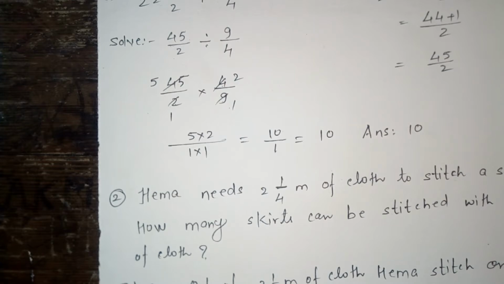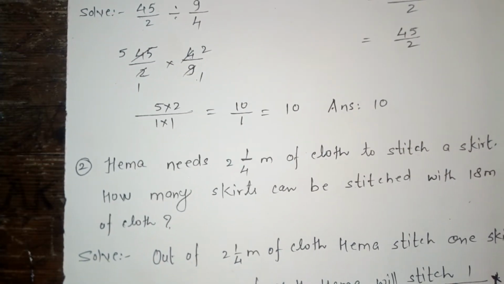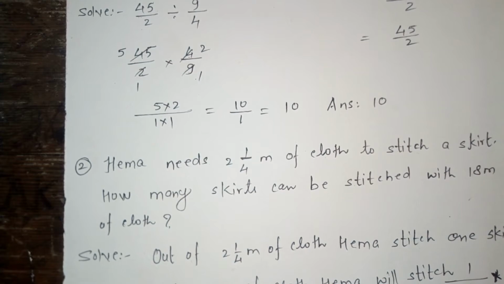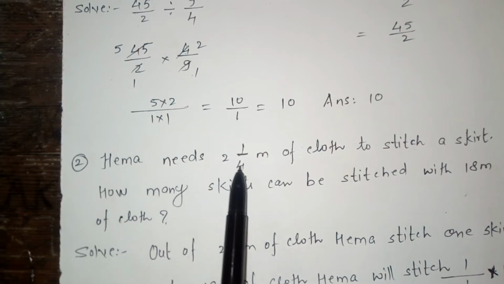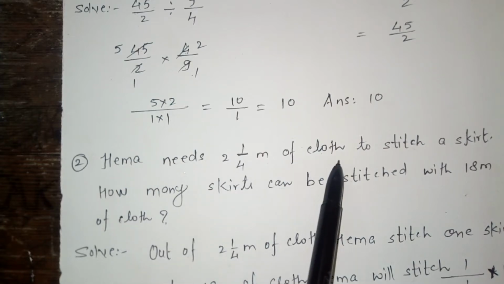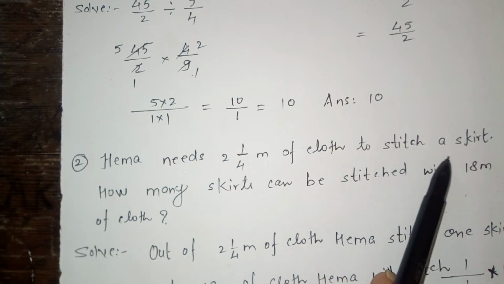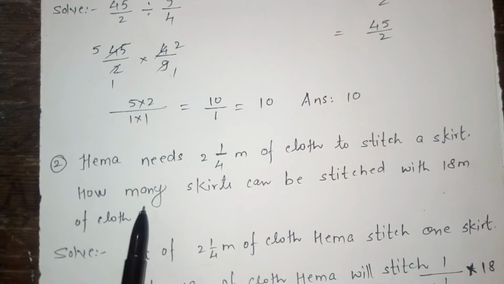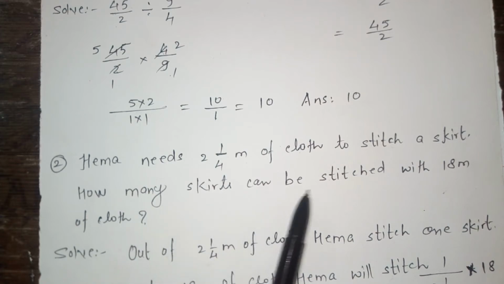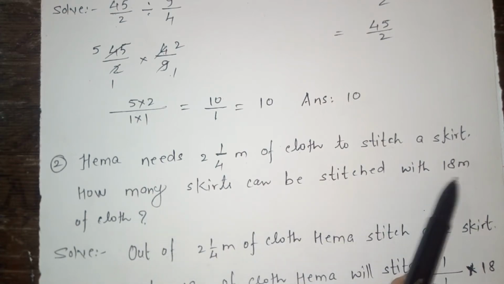Your second question is in the form of a word problem. Now look here. Hema needs 2 and 1 upon 4 meter of cloth to stitch a skirt. Okay, how many skirts can be stitched with 18 meter of cloth?